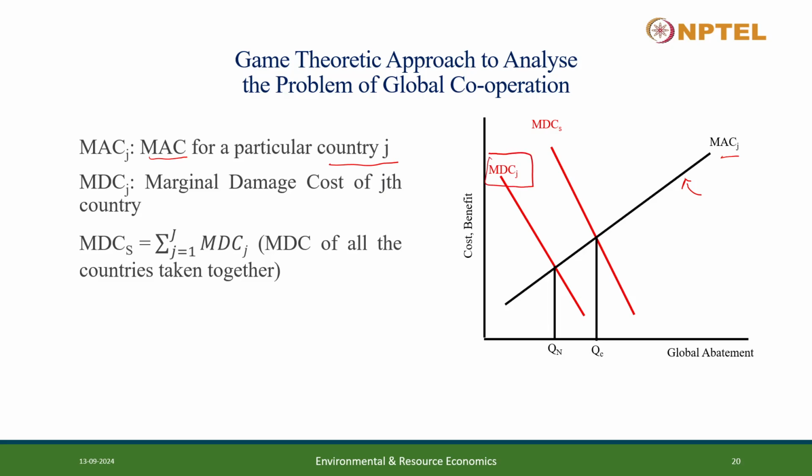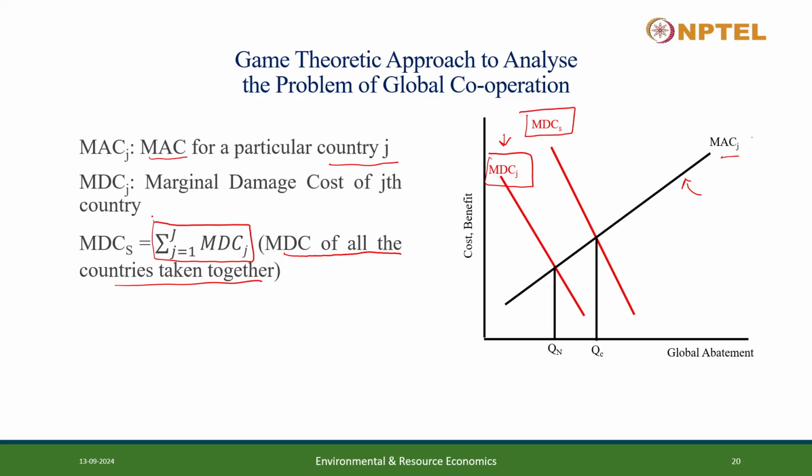Let's say that the country is emitting some pollution, then what is the damage being done? This is represented by this red line, and MDCS, that is the sum of marginal damage, marginal damage for all the countries taken together. So, if a country is polluting, then the damage might be incurred by some other country. So, we are summing up all the damages.